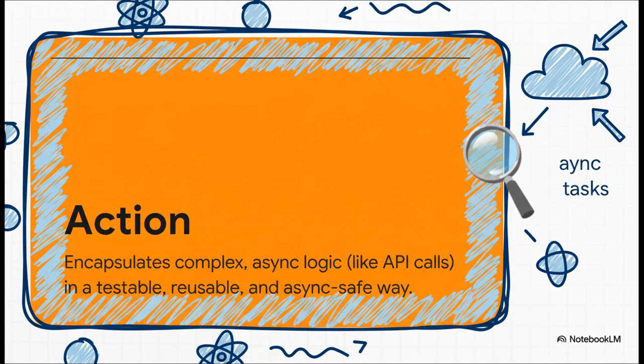I mean, think about how ugly a button's on-click handler can get, right? You've got API calls, loading states, error handling. It's a mess. An action lets you take all of that complex business logic and move it completely out of your UI code. It makes everything incredibly clean, reusable, and way easier to test.